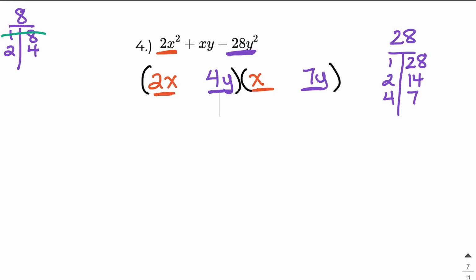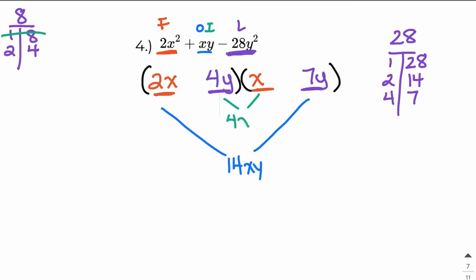Now, just a reminder, this xy will come from the O combined with the I. Okay, and let's just put the F here so you know that this will be the first and this will be the last. So right here, let's do the outside. So 2x times 7y. 2 times 7 is 14, and then x times y is xy. 4y times x is 4xy or yx. It doesn't matter what order I put it in. There's no way that I can get, by the way, this is 1, xy, there's an invisible 1. There's no way I can get a 1 from a 4 and a 14. This is just not possible. So that means that this combination is not going to work.